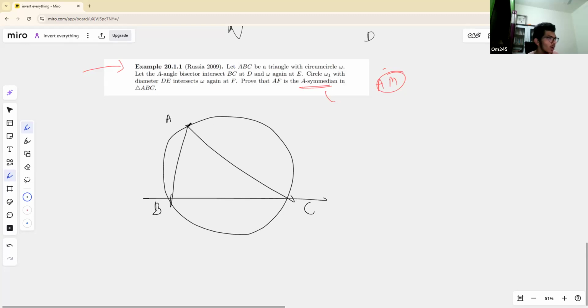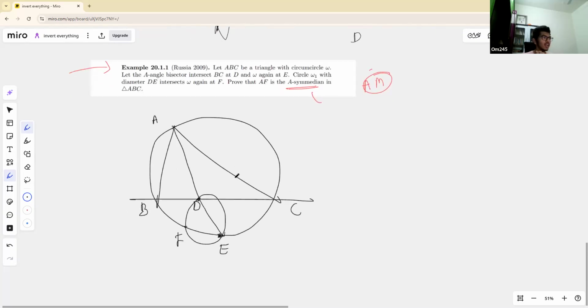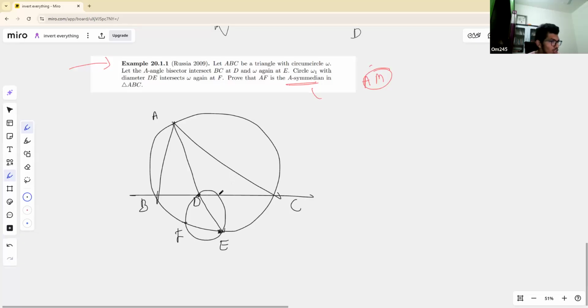The angle bisector intersects the circumcircle at D and again at E. Then the circle with diameter AD intersects again at F. First of all, notice that E is the midpoint of an arc, since the angle bisector intersects at the midpoint of the arc. If M is the midpoint of BC, then ME should be perpendicular to BC, because E is the midpoint of the arc. M should also lie on the circle with diameter AD, but M does not lie on omega, of course, so they are considering another point F.